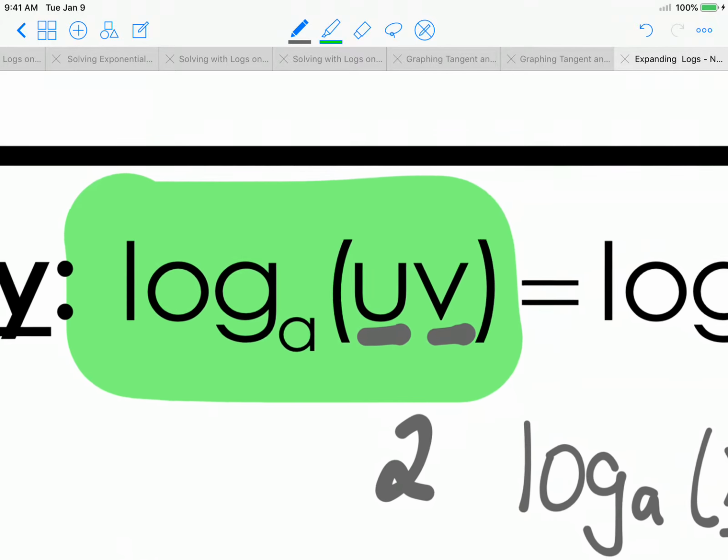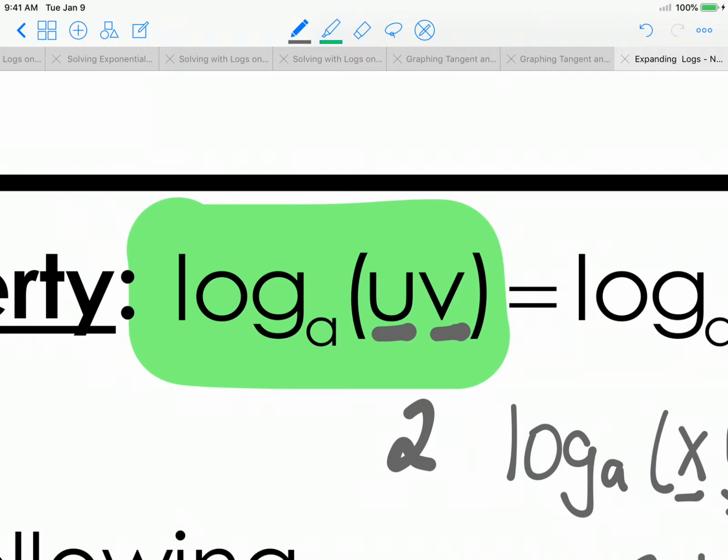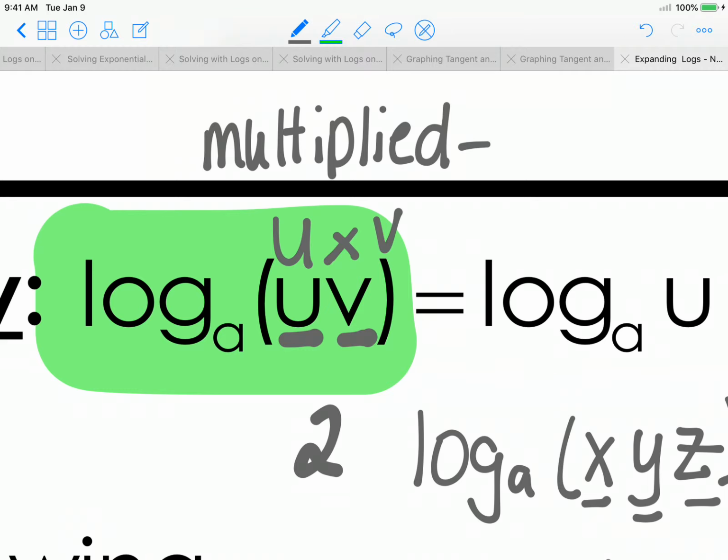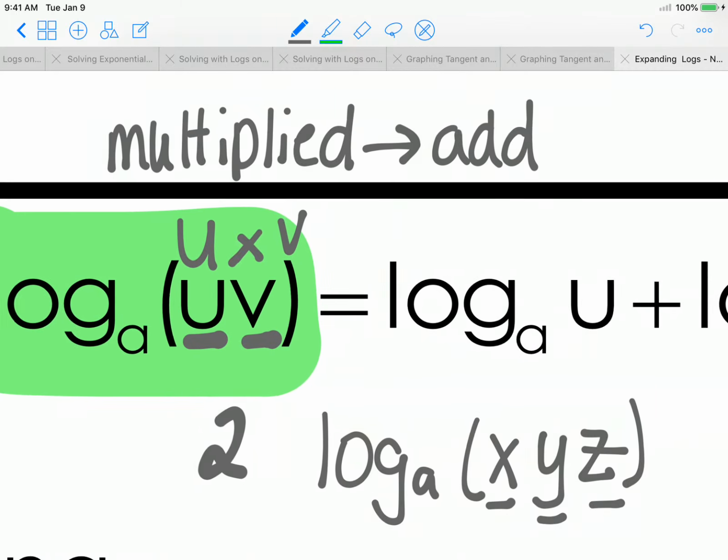And then what are they doing? What kind of operation are we doing to these? Hopefully you would tell me that we're multiplying them. So remember, when we're multiplying, what do we do to the exponents? We added them together. So you're going to have to think that if they're being multiplied, we're eventually going to look at them as adding, okay?